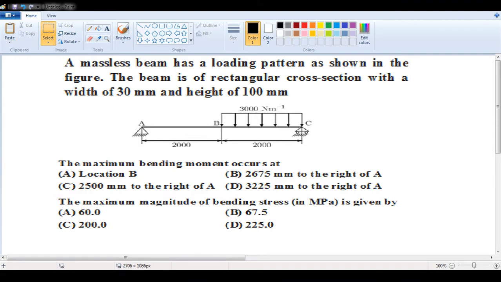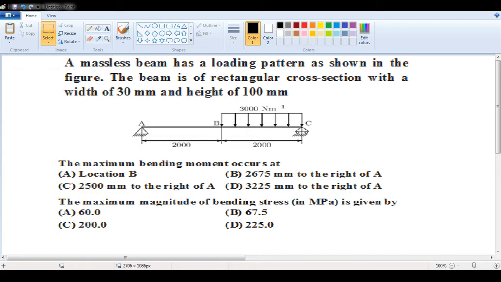Okay, here the question is, a massless beam has a loading pattern as shown in the figure. The beam has a rectangular cross section with a width of 30 mm and a height of 100 mm. That is, B is 30 and H is 100 mm. This is a beam which is hinged at A with a hinge support, whereas at C it is with a roller support.